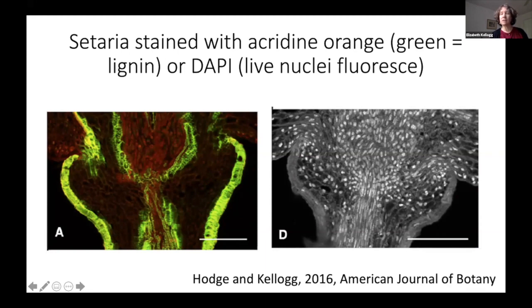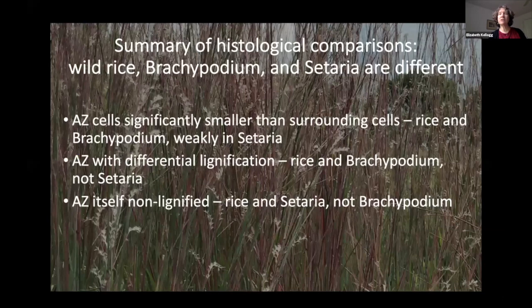The cells are alive right through there, so nothing's dying. And I don't want to spend too much time on this one point, but we've done a number of other approaches. We still can't figure out what it is that marks the abscission zone in this particular species. So just to summarize the histological comparisons among these three species: in rice and Brachypodium, we've got this canonical abscission zone where the abscission zone cells are significantly smaller than the surrounding cells.